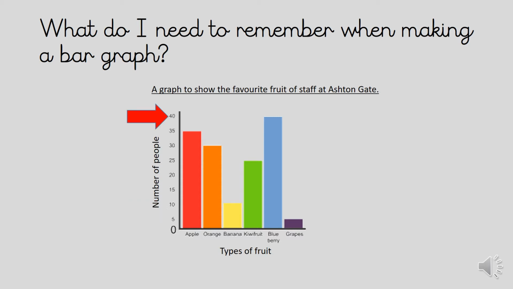Now, the scale goes up to 40. We talked about that, didn't we? The reason I chose 40 is if you have a look at the types of fruit along the bottom, along the x-axis, you can see the blueberries. The blueberries was my biggest number and it came to just below 40. So I wanted to make sure that my scale went up to 40. I decided to go up in 5s, so I wanted to use as much of the space as I could. If I'd gone up in 10s, it would have been a much shorter scale. So make your scale as big as you can.